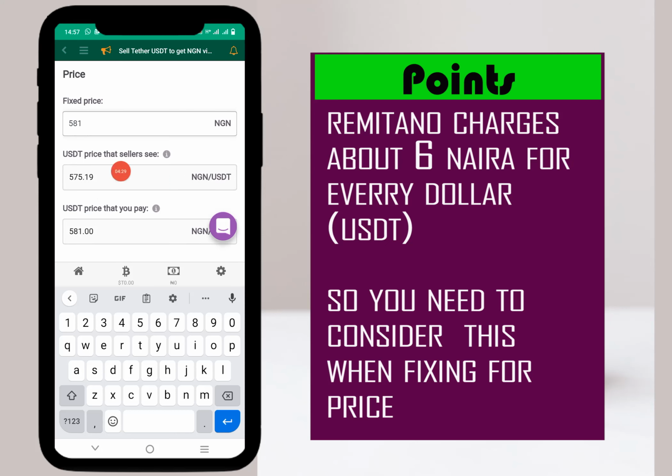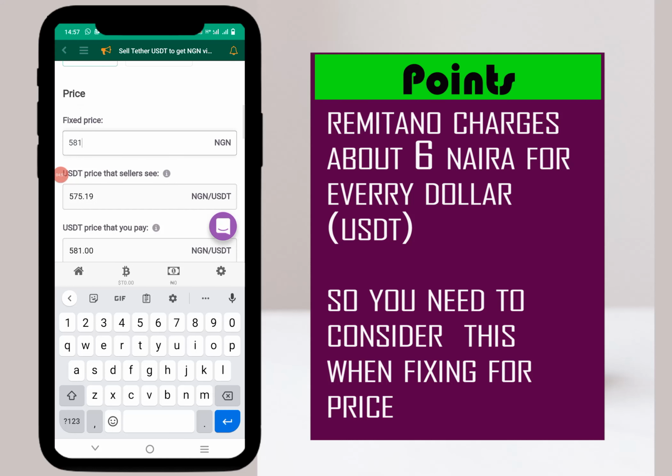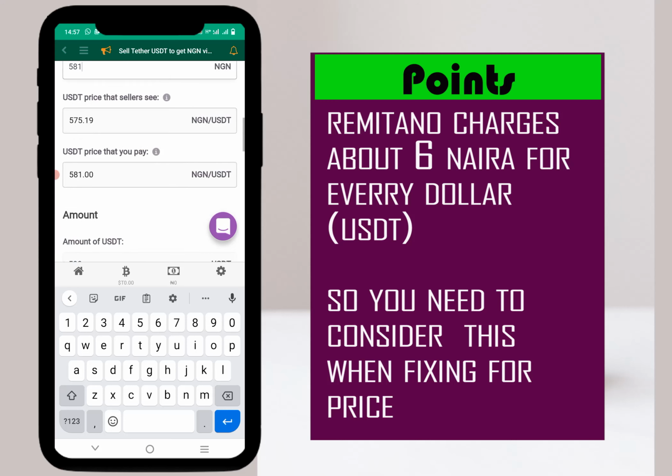Now when you look over here, say this is the price the seller is going to see. This seller is going to see 575. If you fix 575, take note that Remitano takes 6 naira per dollar as fees. Though you need to understand this. So if I fix 581 here, this seller is going to see 575. Remember that when we are looking at the sell section, what we saw was 581.